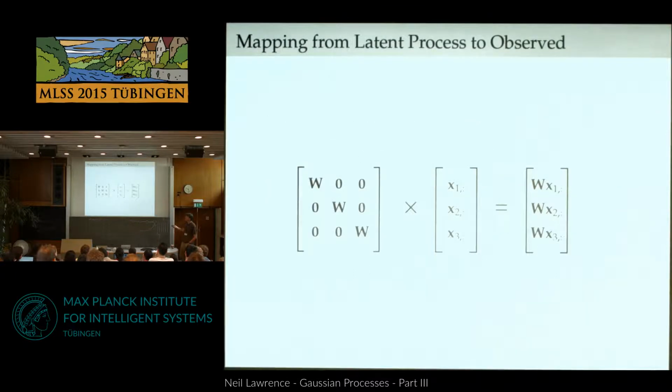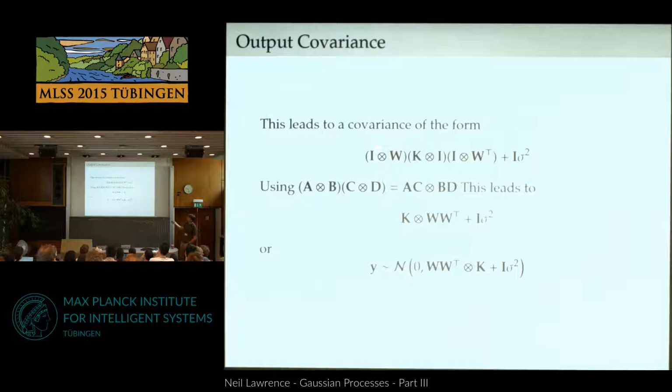So now all I have is this Kronecker form: I Kronecker W, K Kronecker I, because I've had to flip that back the other way around, I Kronecker W transpose, plus I sigma squared. Kronecker products have these rules. If this is two products like this, you can replace that with AC Kronecker BD. And if you apply those rules a couple of times, you get this structure here: K Kronecker WW transpose plus I sigma squared.